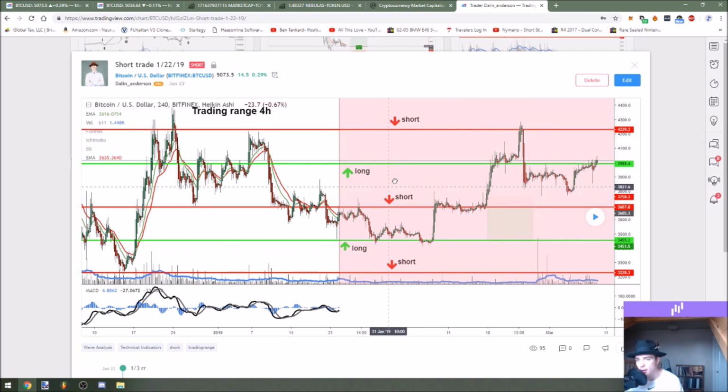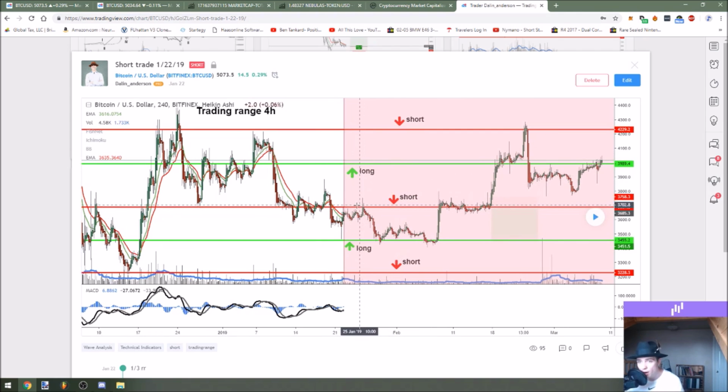So it kind of tricked it. But this is a successful trade. As you can see, we entered over here. Now this one would have been a little bit scarier. The price got within a few dollars of your stop loss.